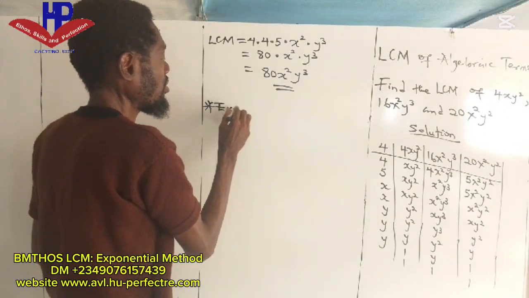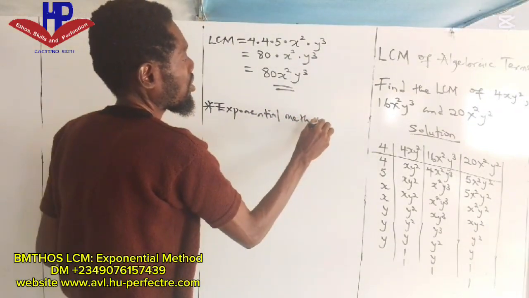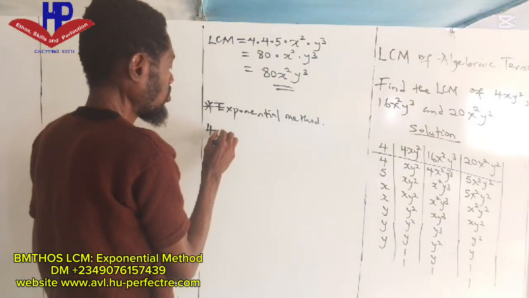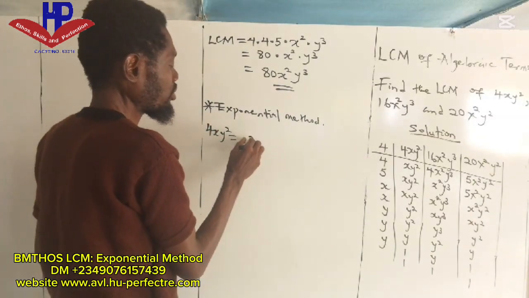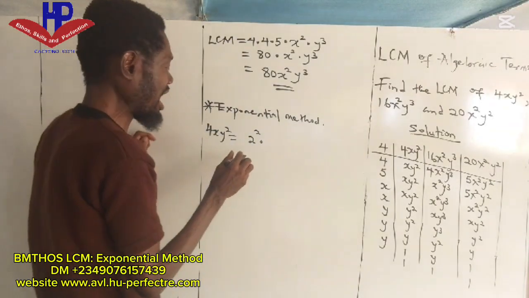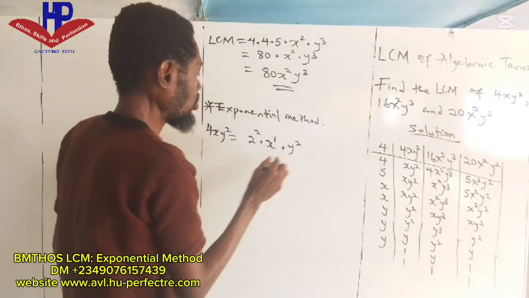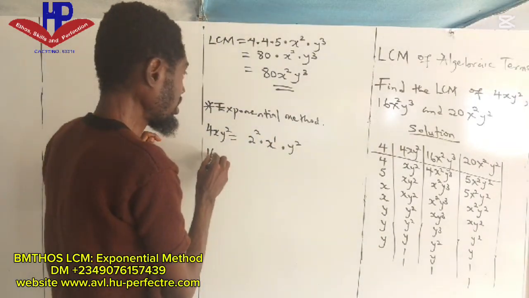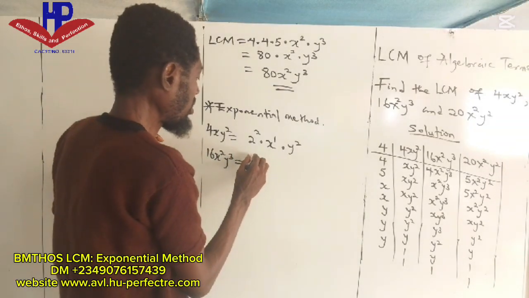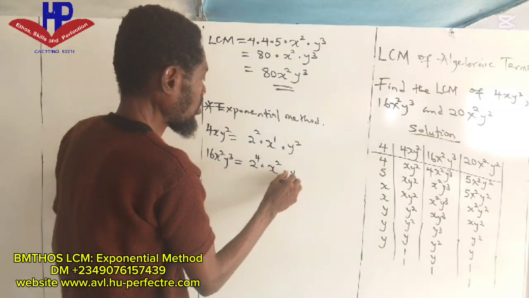Exponential method. 4x y squared is written as 2 raised to the power 2 times, I'm still using dot as my times, x to the power 1 times y to the power 2. 16x squared y cubed is 2 raised to the power 4 times x to the power 2 times y to the power 3.